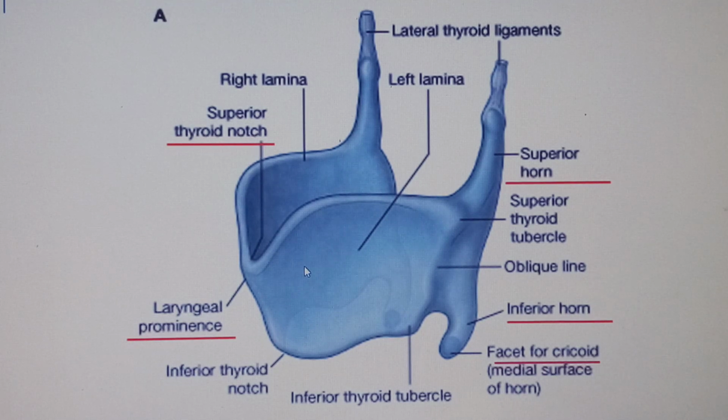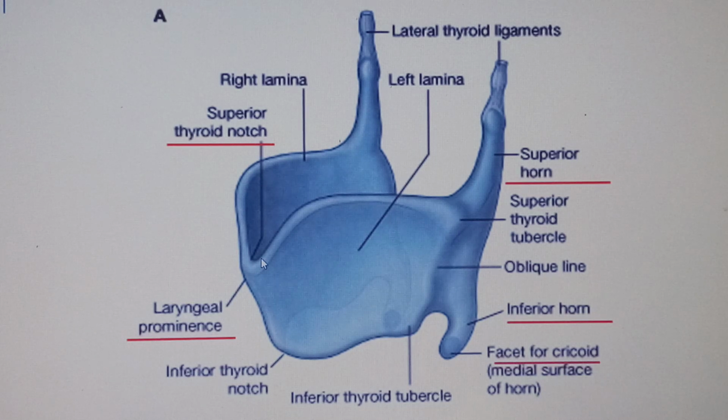My friends, this cartilage has two laminae. So we have the left and, of course, the right lamina of the thyroid cartilage. Now, one thing that we also see is that these laminae, in the midline anteriorly, fuse or get joined, and when they get joined, they create some kind of notches.